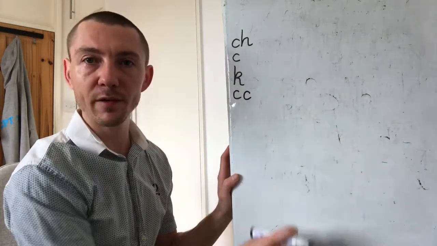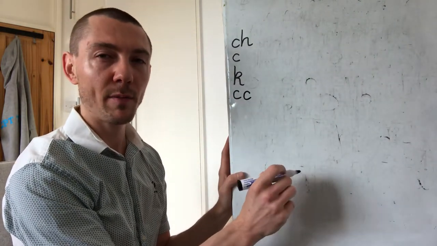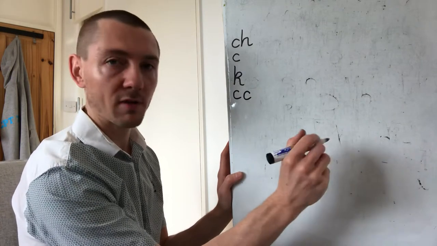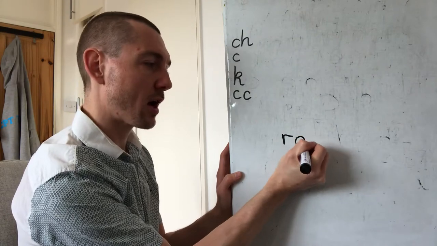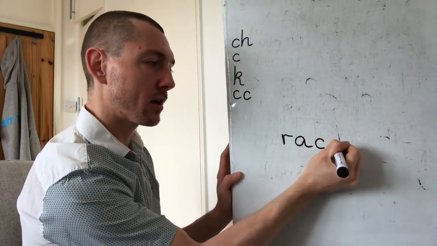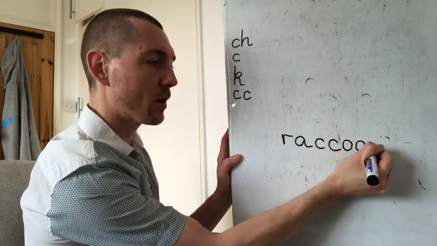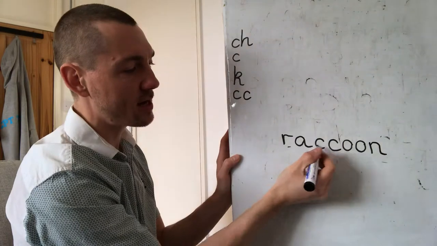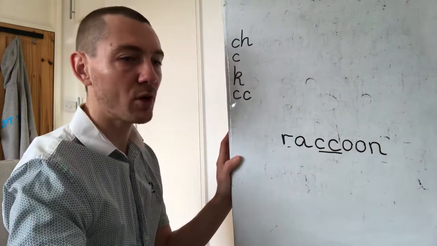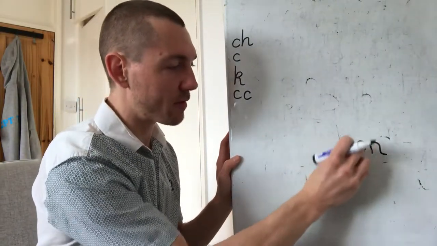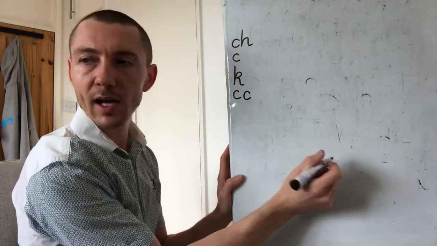Can you remember the other word from earlier in the week that had the double c spelling of k? If you can remember, I'll start to write it and see if it jogs your memory. Some more people getting it now. Ra, k, oon, raccoon. Well remembered if you remembered that one. It's not a very common spelling of the k sound, okay?